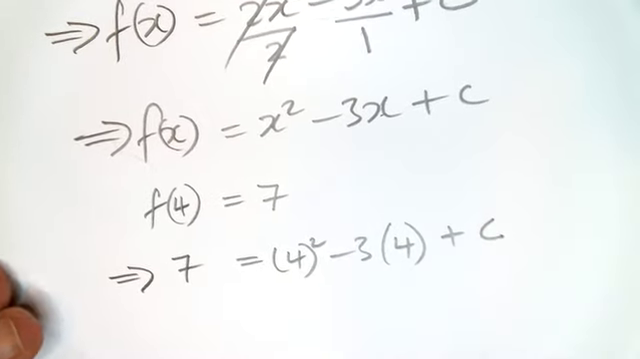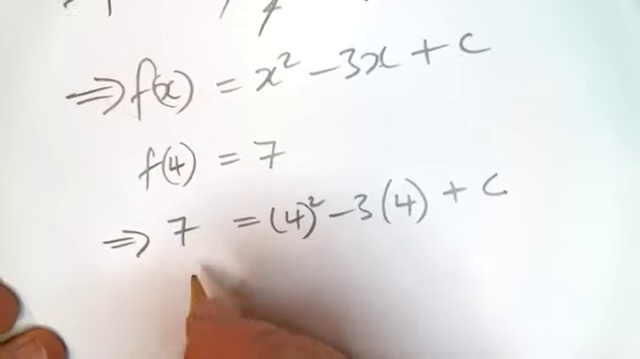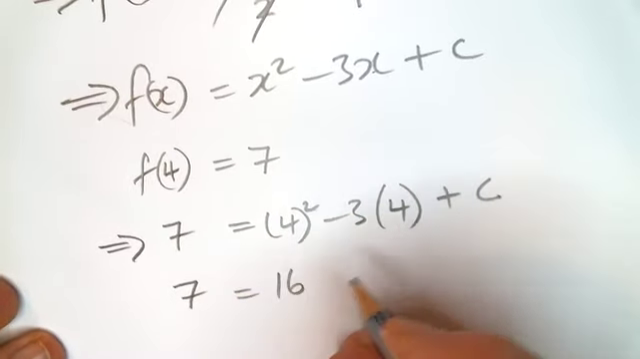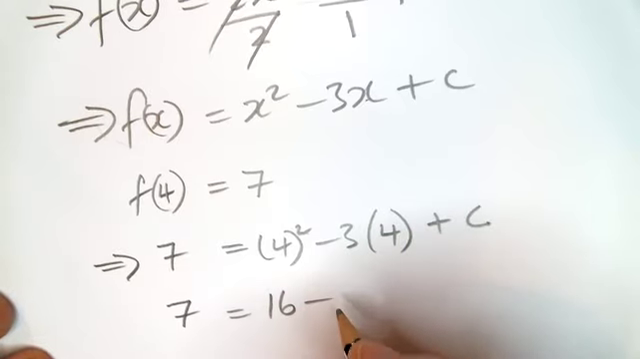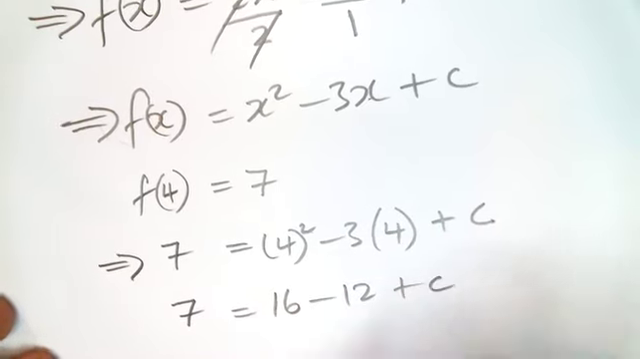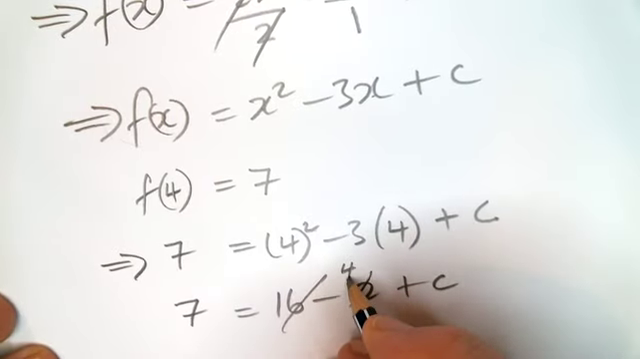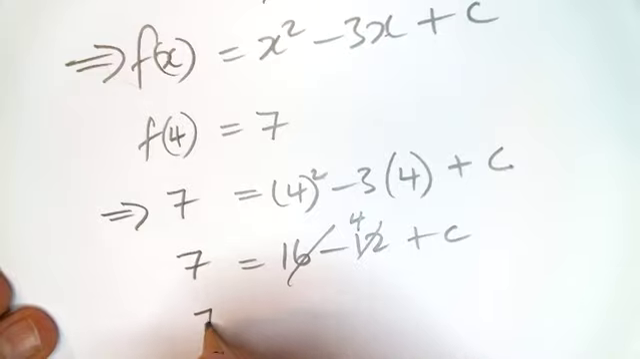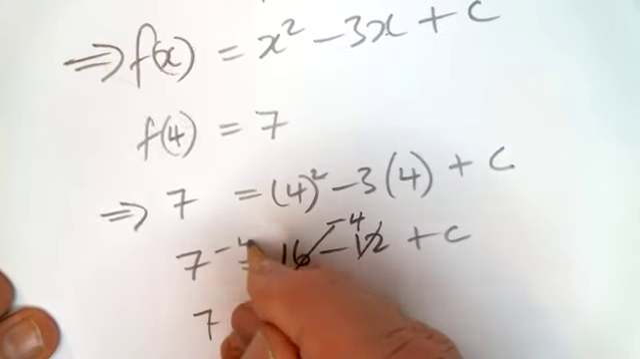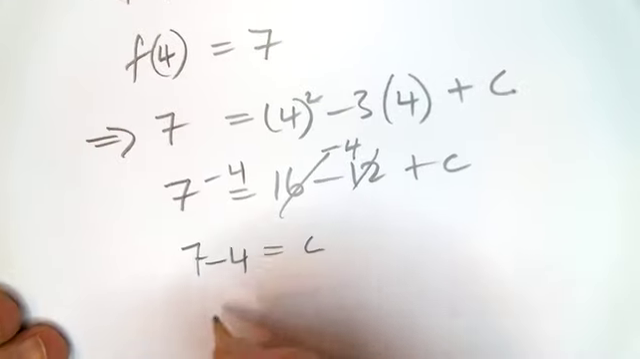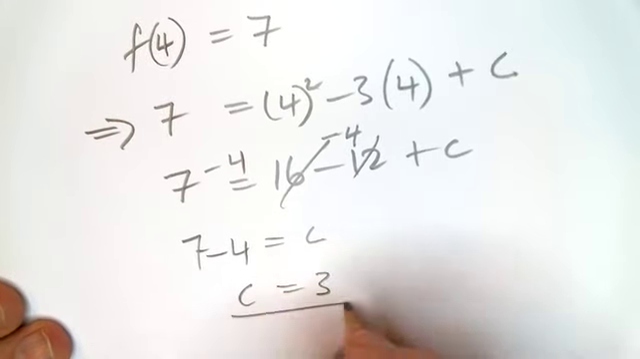Now we're going to solve for c. So 7 is equal to, well, 4 squared is 16, negative 3 fours are negative 12, plus c. 16 minus 12 is going to be 4, so I'll cross these out and put a 4 there. So I've got 7, and I'm going to subtract 4 from both sides. 7 minus 4 is equal to c, so c is equal to 3.